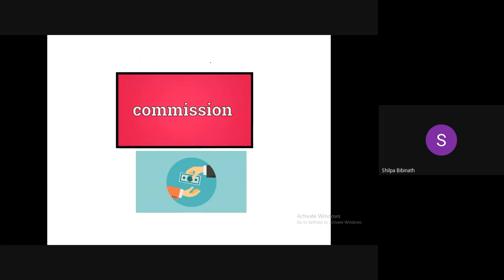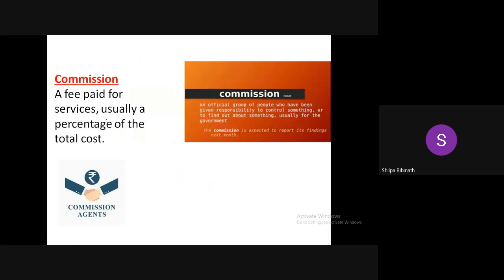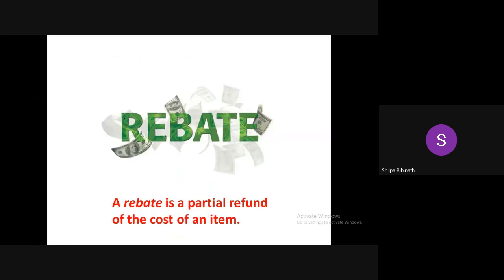Now you all are aware of the brokerage, like for a house. When you sell a house or purchase a house through an agent, you will give some percentage to the agent. Usually it is 2%. So whatever service they are doing, especially the middlemen, they will get some fees in the form of commission, mostly in percentage form. So a fee paid for the service, usually a percentage of the total cost, is known as commission.